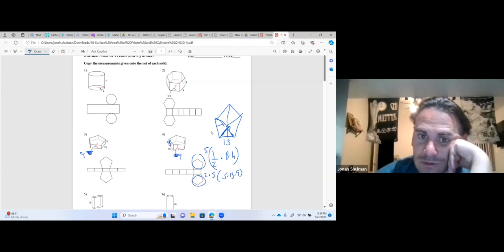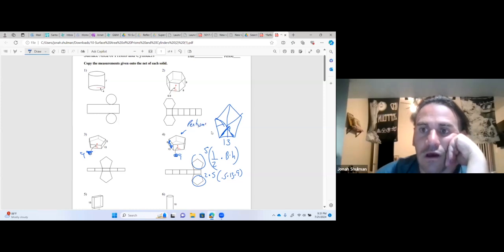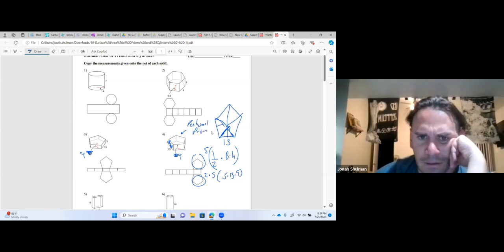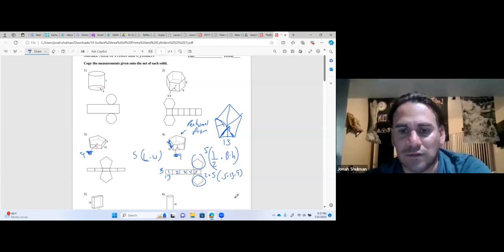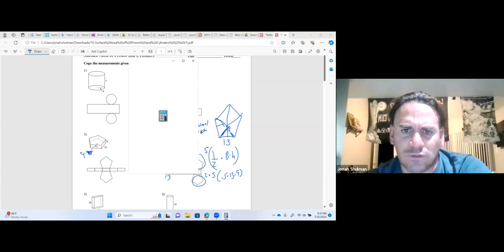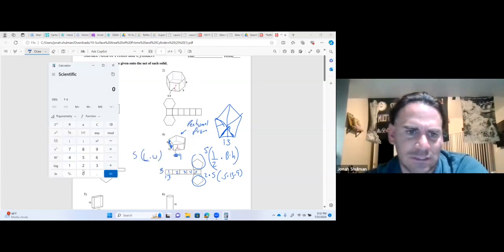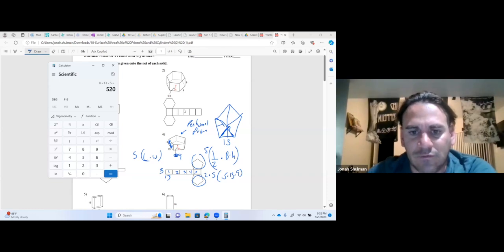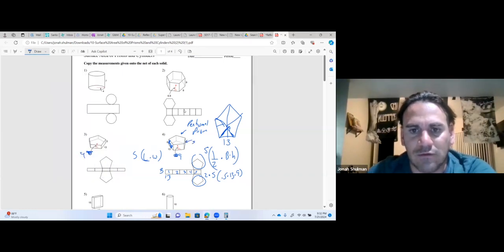Now each one of these little rectangles, remember, because it is a pentagonal prism, they're all going to be 8 by 13. And how many do we have? 1, 2, 3, 4, 5. So the other one's length times width times 5. Add them all up, we get the surface area. So let's do it. First one's 8 times 13 times 5. So all of the rectangles together make 520.